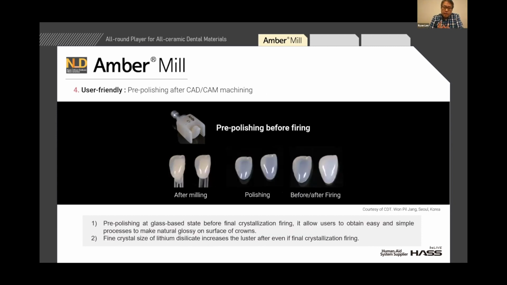Also, I already told you it is the nano lithium disilicate technology. It means it has a particle size much smaller than other lithium disilicate, so we can get a pretty good result for the aesthetic point. After we finish the milling, just a pre-polishing and firing could be okay, without staining and glazing.